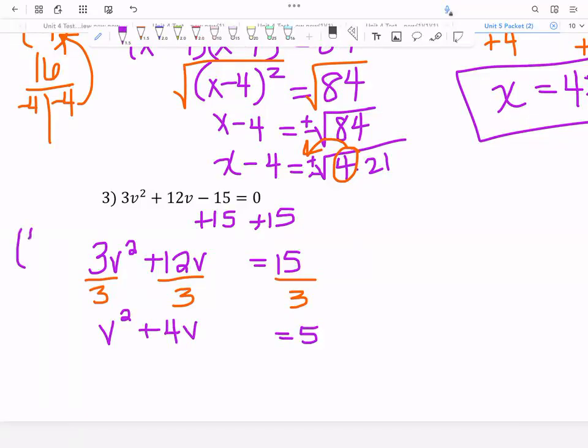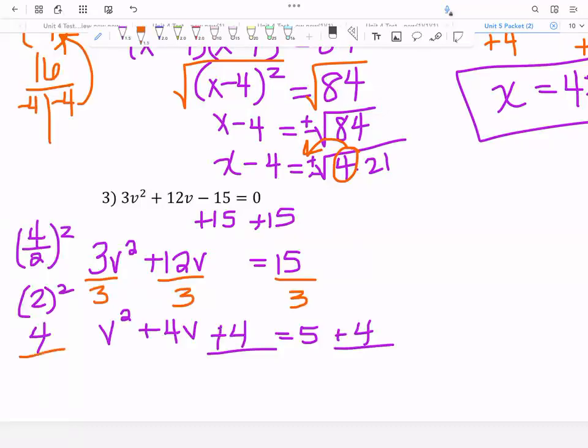So we're going to take our new b over 2 squared. So we get 2 squared, which is 4. So we're going to add 4 and add 4. And we factor. Factors of 4 that add to 4 are 2 and 2. We have x plus 2 squared equals 9.